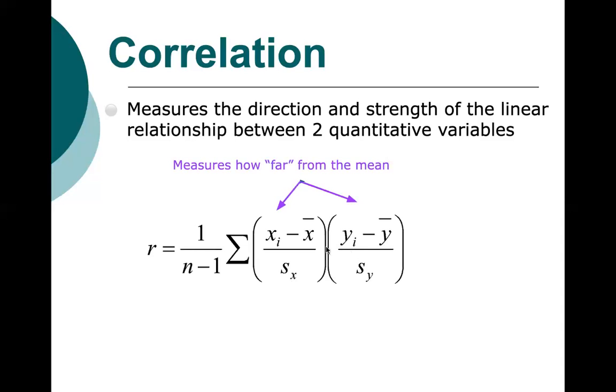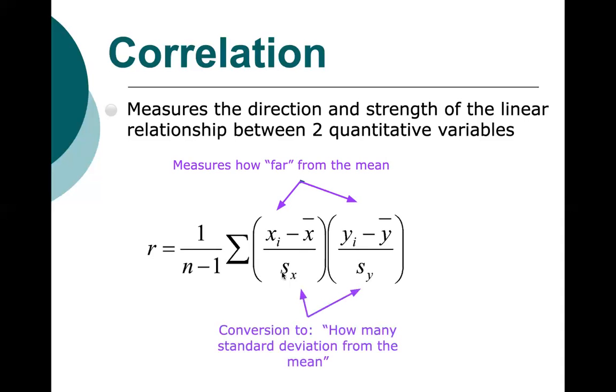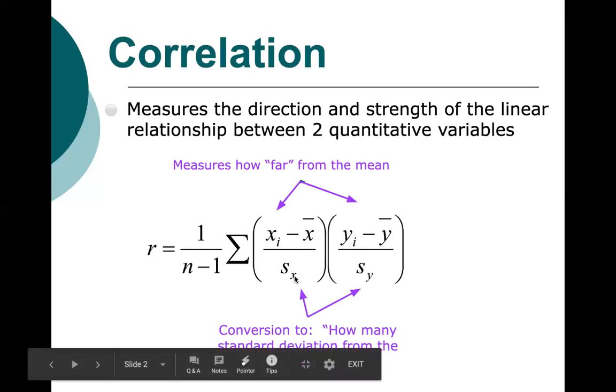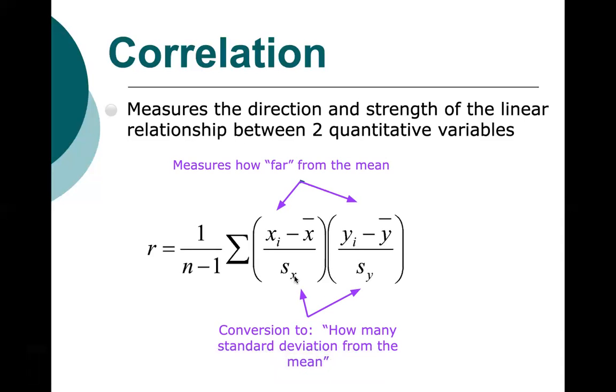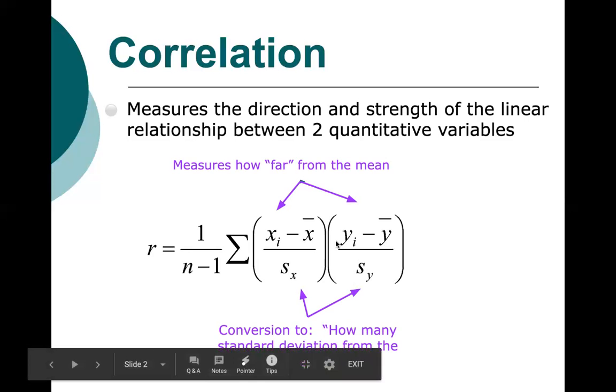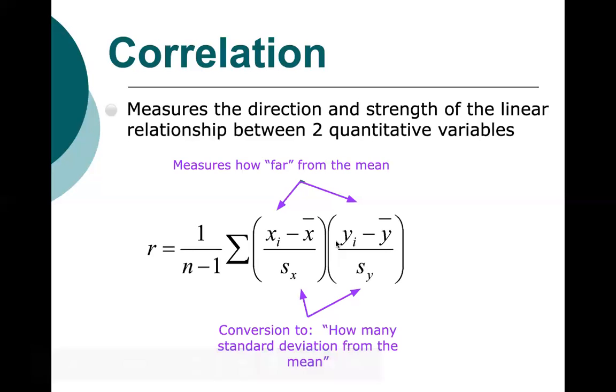What these two really are, they're measuring how far from the mean. That's what we always want to know: how far is it from typical? And then I have this conversion because I don't want the units of whatever data set I'm using. So I want to standardize it, and I standardize it by dividing by the standard deviation. So then my measurement becomes a measurement in terms of how many standard deviations from the mean.